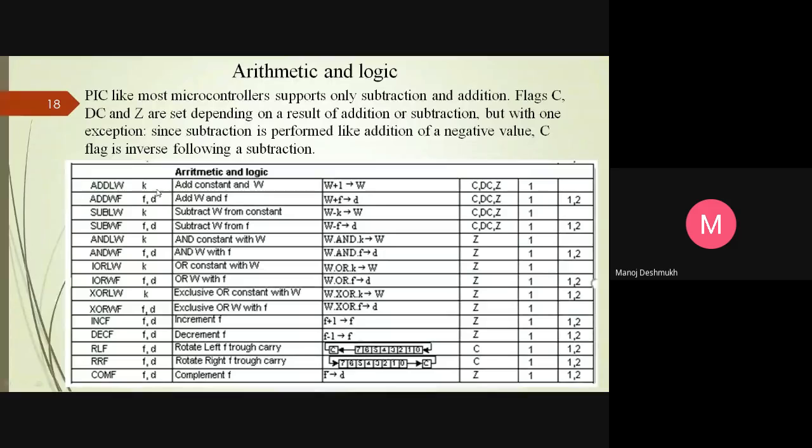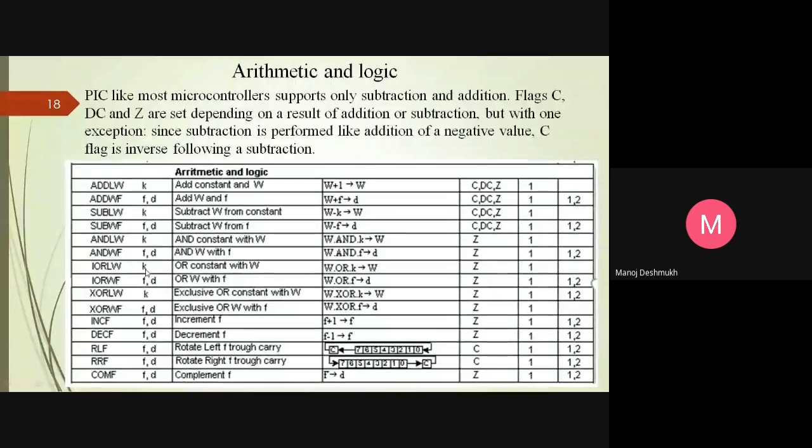Only these two instructions are available, that is addition and subtraction. After that, division and multiplication instructions are not available for the PIC 16F877 microcontroller. So after these, a total of four instructions for addition and subtraction, we will go for the AND operation, then OR operation, then XOR, then increment, decrement, rotate left, rotate right, and complement. So these are some logical instructions.